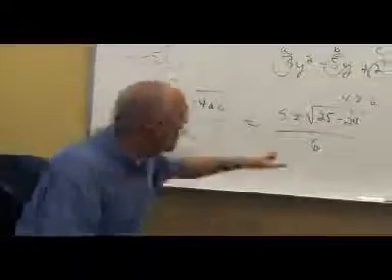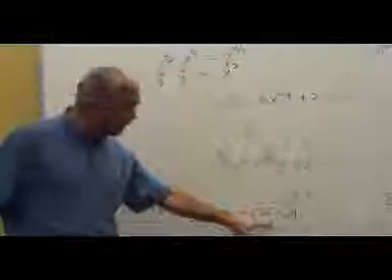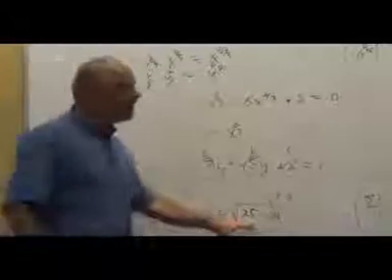Now when I do all this arithmetic, I say 25 minus 24 is 1. Square root of 1. That's where this stuff comes from. This is 5 plus this, which is 1. So then that just becomes 5 plus 1.